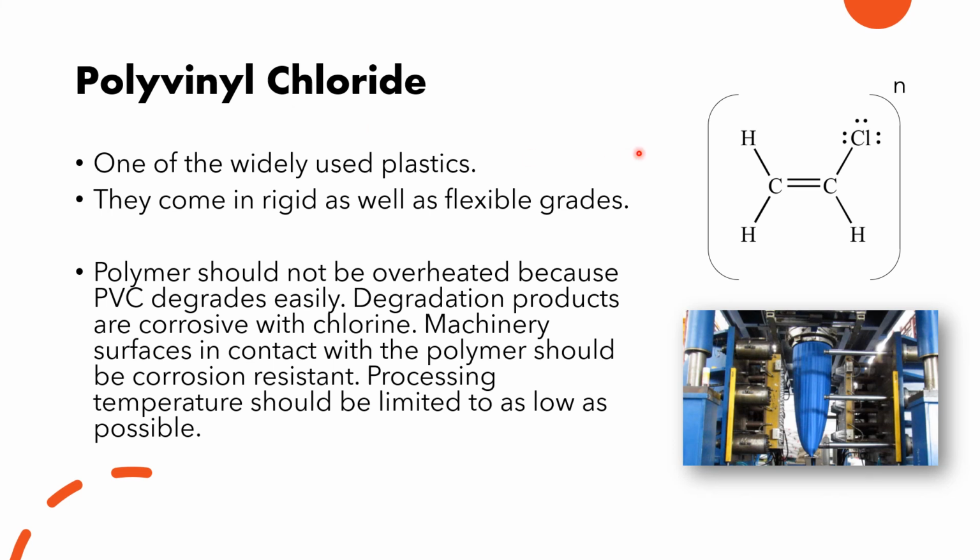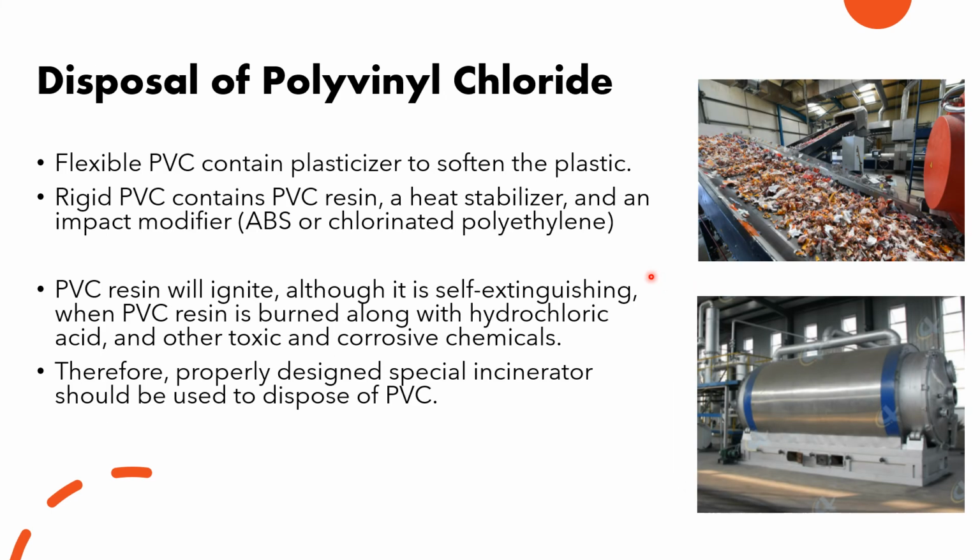Or some products using PVC. This is just a plastic anyway. Or you're going to dispose of PVC. So flexible PVC has plasticizer to soften the plastic. For rigid PVC, they have PVC resin, that's a heat stabilizer, and also an impact modifier. Okay, you can use it with ABS or chlorinated polyethylene.